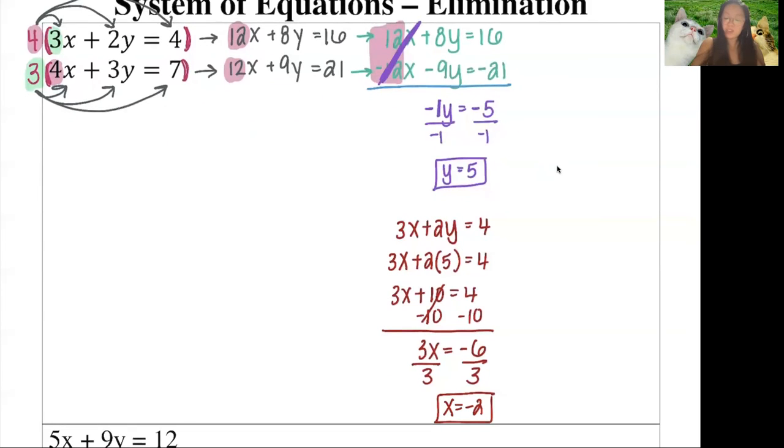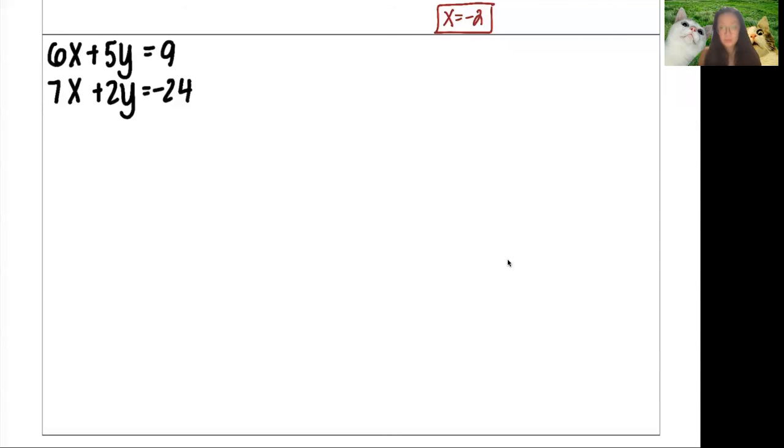Again, our final answer as a coordinate pair. So that's negative 2, comma 5. Remember, the x value always comes first. All right, guys, down here, I have an example you guys can try to do using elimination for the system. So you guys can pause the video here and then go ahead and play it when you're ready to go over it. All right, let's start.